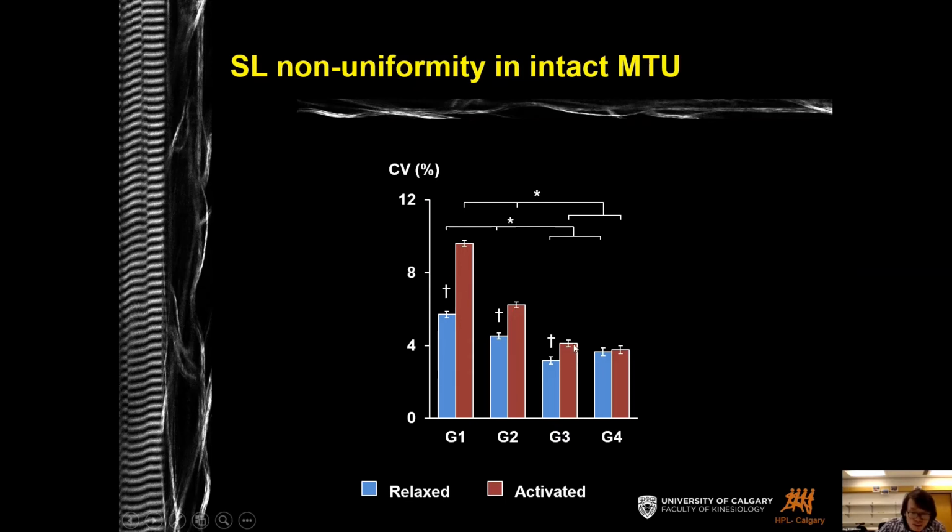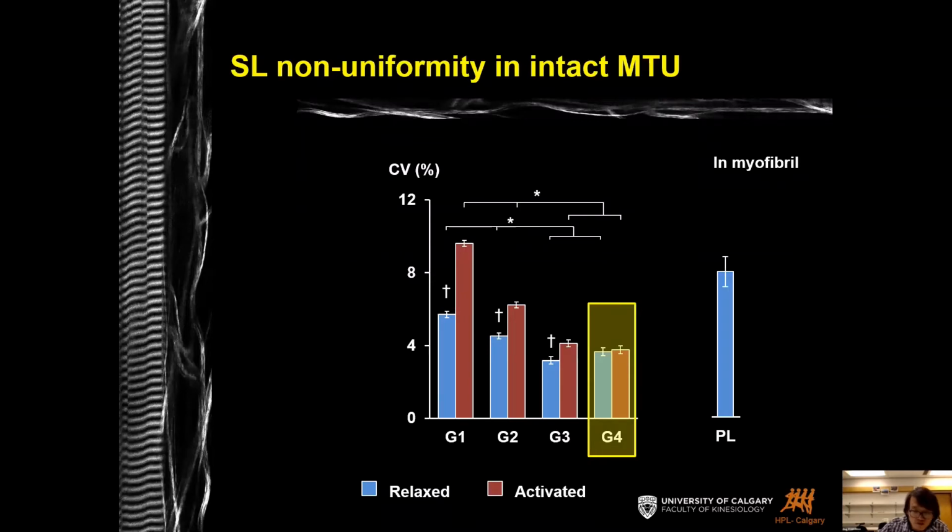But as we move down the descending limb from group 2 to group 4, the non-uniformity decreased to the point where sarcomere length non-uniformity was no longer different between activated and relaxed trials, as shown in group 4. So how do these values compare with those found in myofibril? We recorded the passive long state, stretching the myofibril to an average sarcomere length of 3.2 micrometers. That corresponds to group 4. Here's the value of the passive long state in myofibril. It reads about 8%, which is about 2 times higher than the sarcomeres in intact muscle.